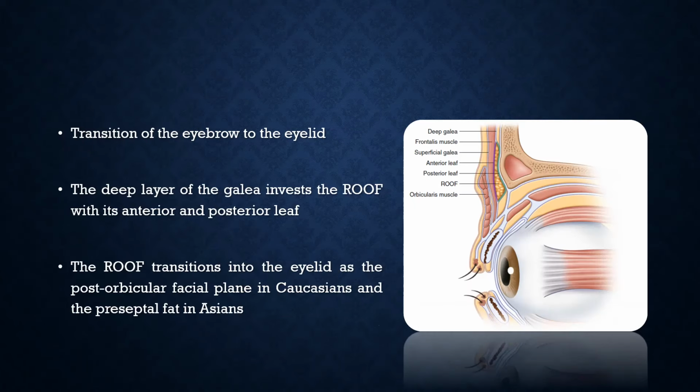When we think about the anatomy, it's actually the eyebrow-eyelid continuum. And we are aware that the eyebrow and the eyelid transition seamlessly into each other. And then we have the retroorbicularis oculi fat and the postorbicular facial plane, as well as the preseptal fat in Asians. We are aware of this anatomy already.